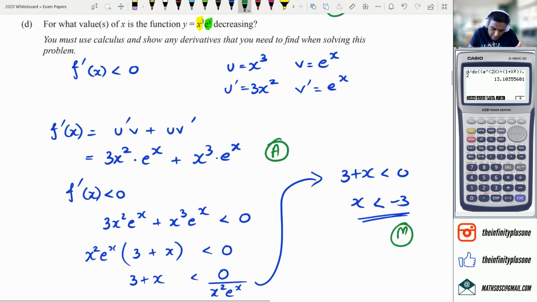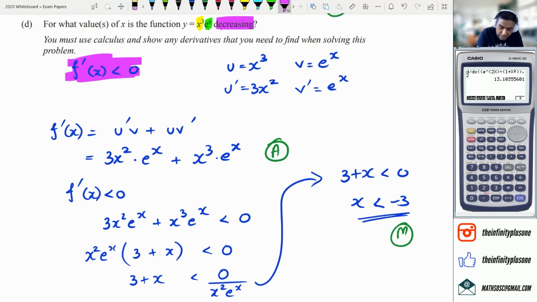So a couple of things to remember. When it says decreasing, remember that the gradient has to be less than 0. And if it says it's increasing, then it's going to be greater than 0. I think that's pretty much what it says in the answer schedule.